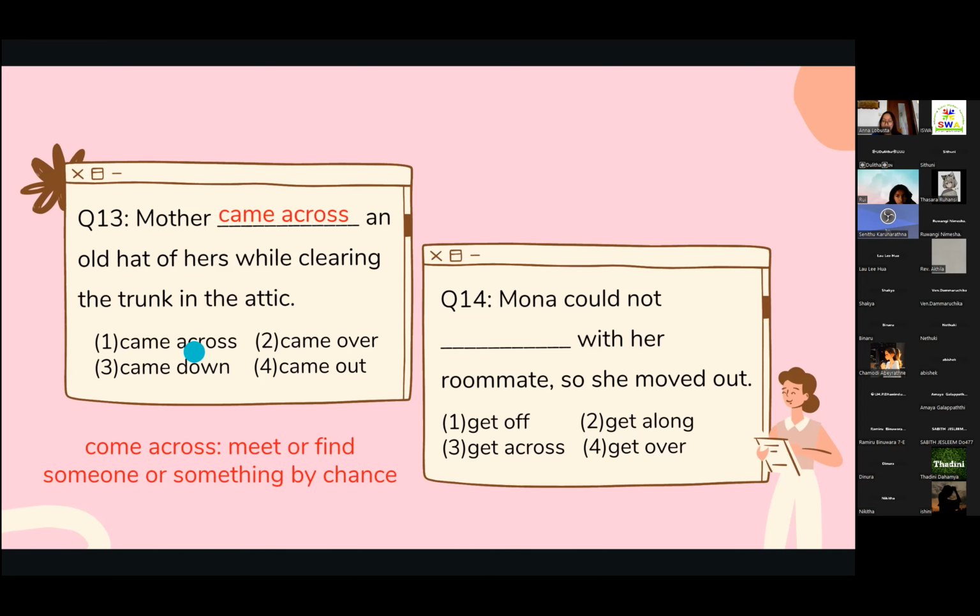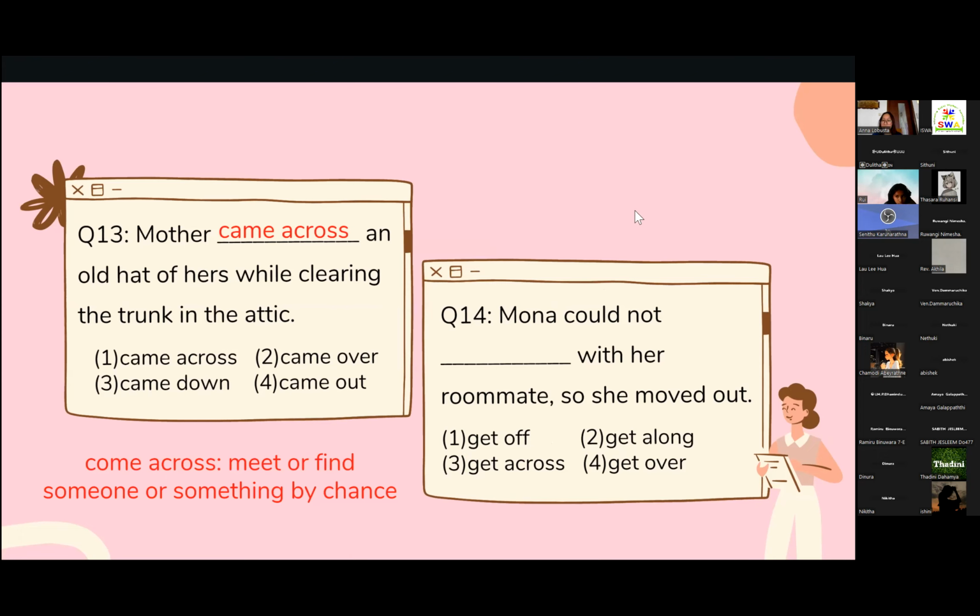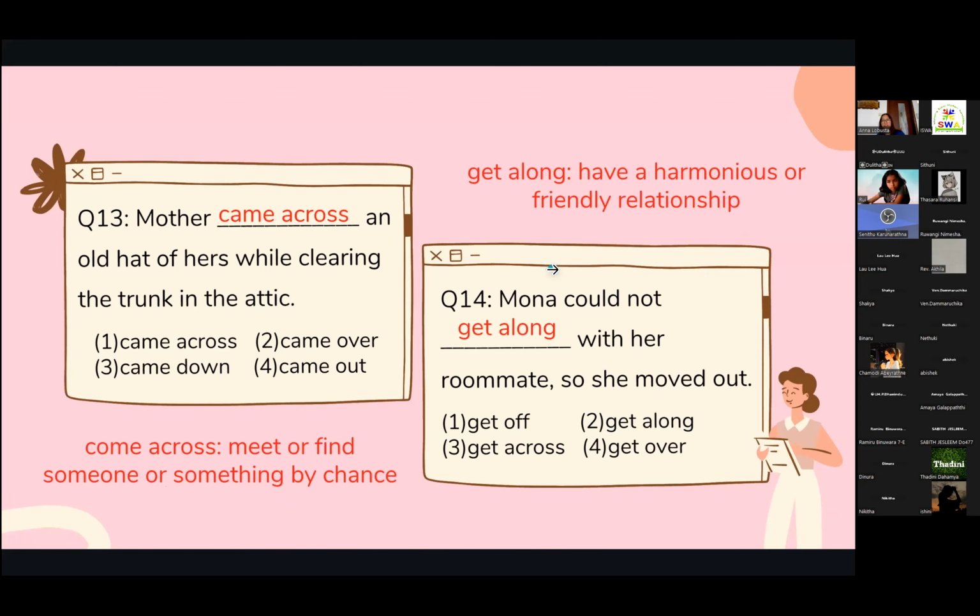Then question number 14. Mona could not blank with her roommate, so she moved out. I see a lot of you put number 2, get along, and that's the correct answer. Does anyone want to share what they think is the meaning of get along? Anyone? Okay, get along means to have a harmonious or friendly relationship. Because Mona could not have a friendly relationship with her roommate, she decided to move out.